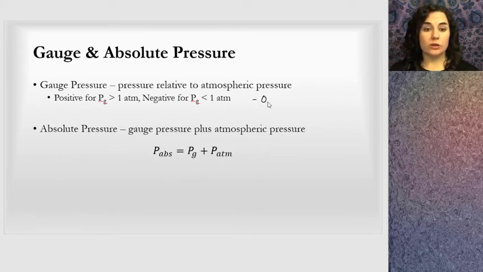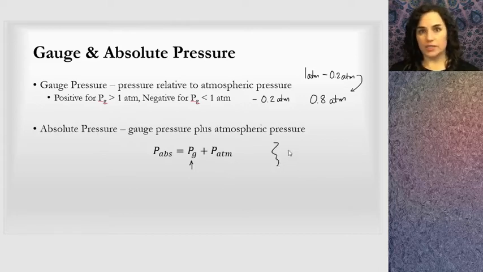So a negative 0.2 atms gauge pressure would mean that the absolute pressure is 0.8 atms. It's the pressure at the surface of the planet minus that relative pressure of 0.2 atms, and that's how you get 0.8 atms. So the absolute pressure, with all the pressures involved, is whatever the gauge pressure is plus whatever the atmospheric pressure is at that point on the planet. This is true for other planets too, if you're exploring space, for instance.